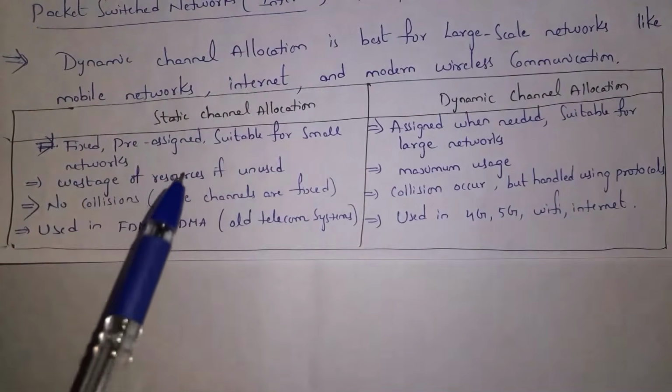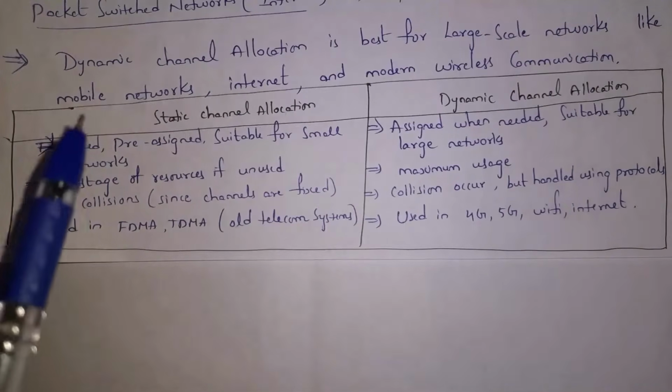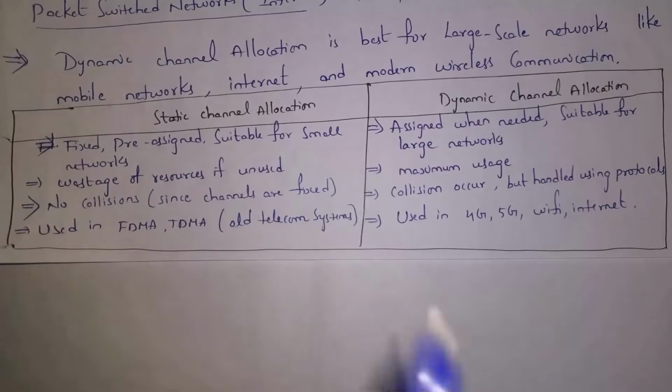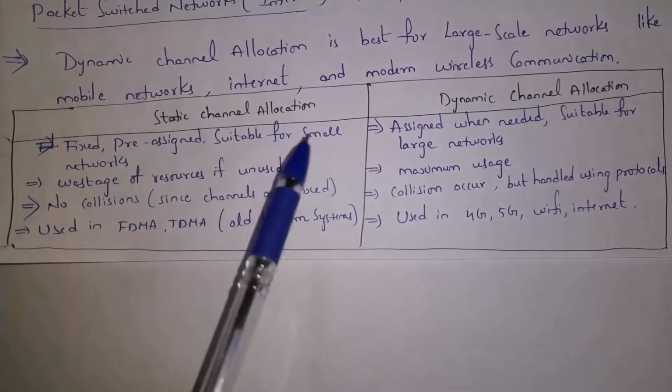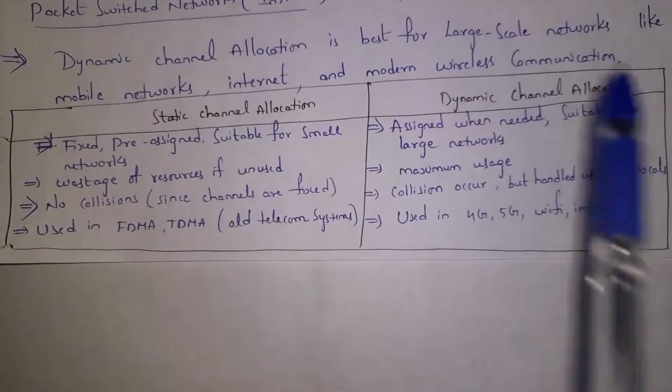Next I will explain the difference between static channel allocation and dynamic channel allocation. In static channel allocation, channels are fixed and pre-assigned to users. It is suitable for smaller networks. Whereas in dynamic channel allocation, channels are not pre-assigned. Channels are given to users only whenever they need. It is suitable for larger networks.